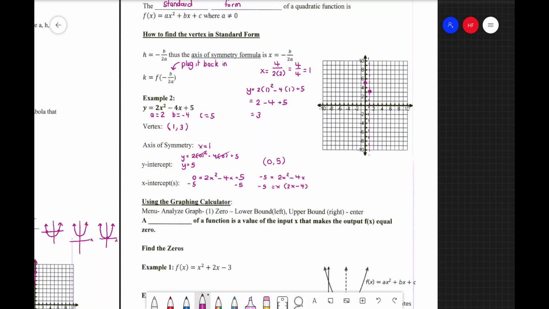I know that this is my vertex. I know that this opens up because 2 is a positive number. And I know that my y-intercept is 0, 5. This is my axis of symmetry cutting it in half. So on the other side of that line, I have 2 up to 5. If this is my lowest y, and I'm facing up, then isn't there no way that I will cross the x-axis? So there's no point in solving this.